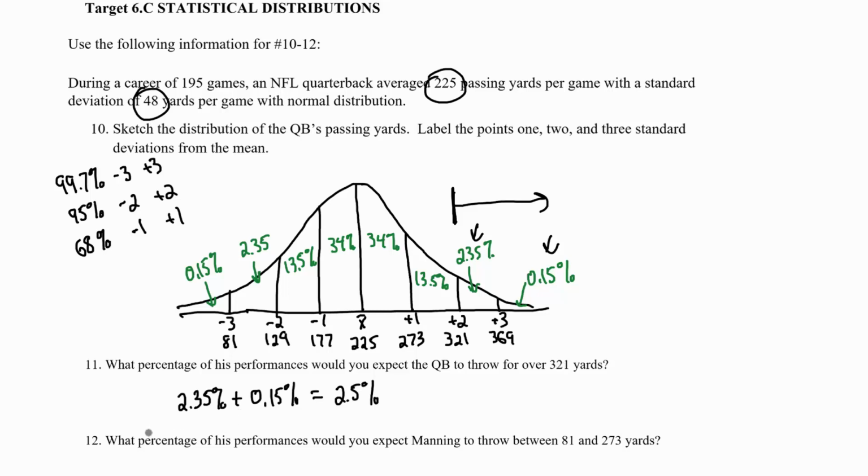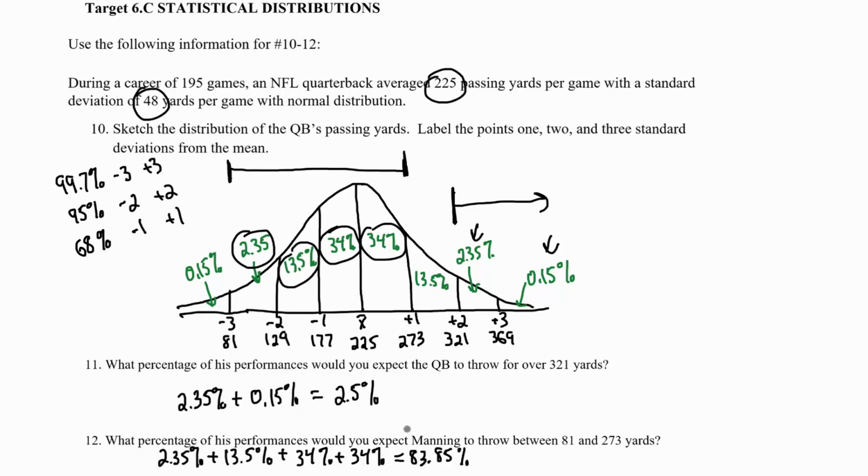We're going to do the same thing with question 12, but this time we're looking for the percent between 81 and 273. So 81 is three standard deviations below the mean. I'm going to put a little line there, and we want everything all the way up to 273, which stops about here, which is one standard deviation above it. So we're going to take this percentage, this one, and this one, and add them all together. That gives us 83.85%. That's the chance that his performance will fall between 81 and 273 yards.